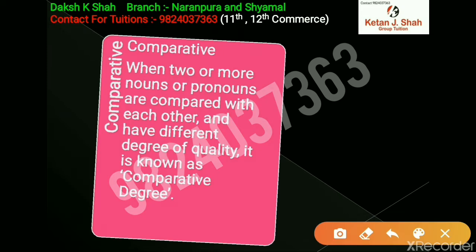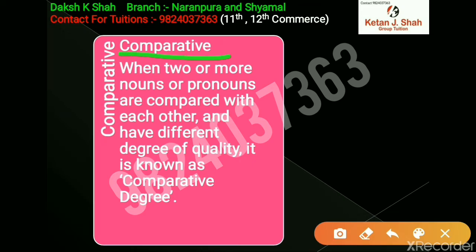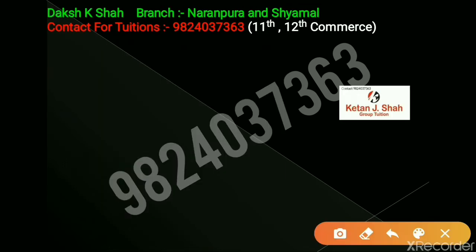Then the second one is comparative degree. In comparative degree, when two or more nouns or pronouns are compared with each other and have different degrees of quality, it is known as comparative degree. So in this degree there are different classes of persons or things.